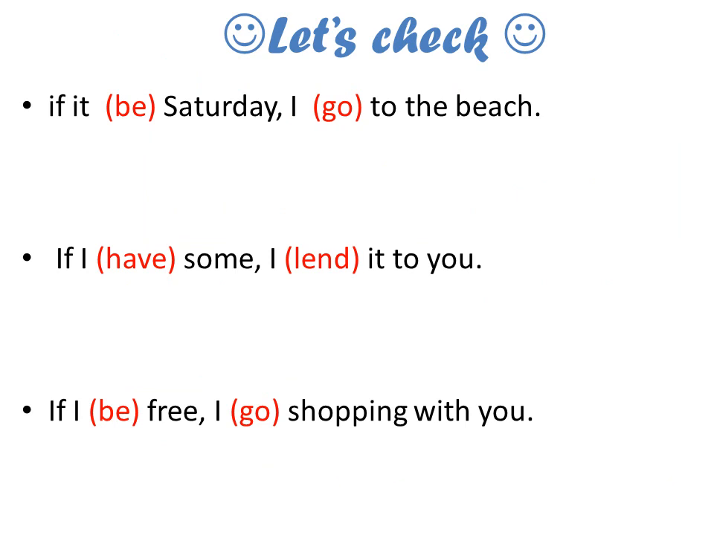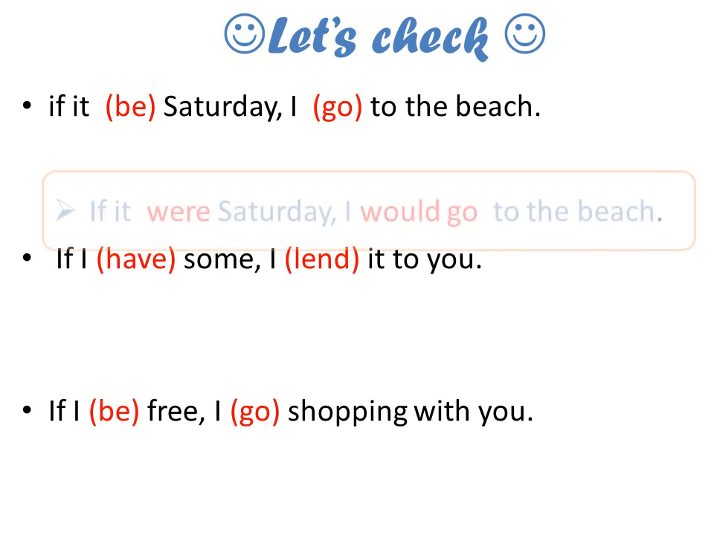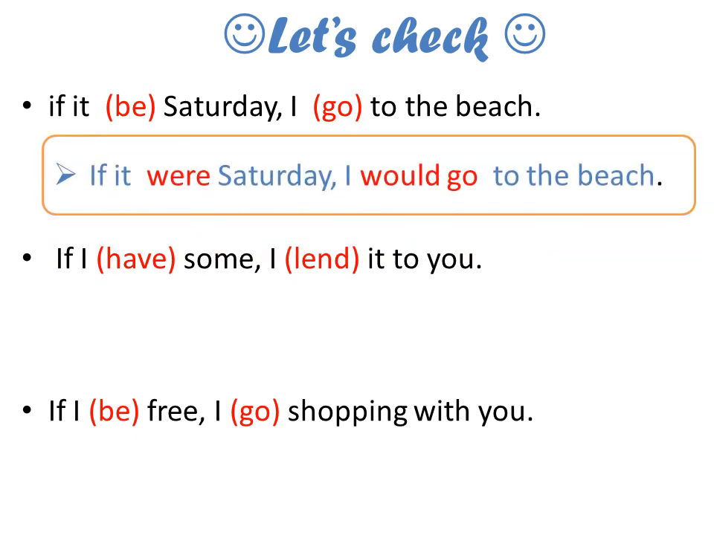You understand it? If it be Saturday, I go to the beach. So the answer: the verb should be in the simple past. If it were Saturday, I would go to the beach. Normally speaking, we would say if it was Saturday. But with conditional type 2, always with it, he, she, and I, you use were instead of was.